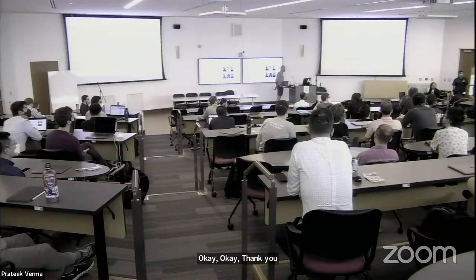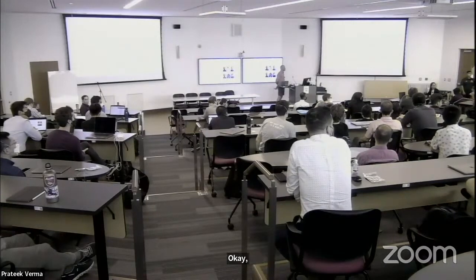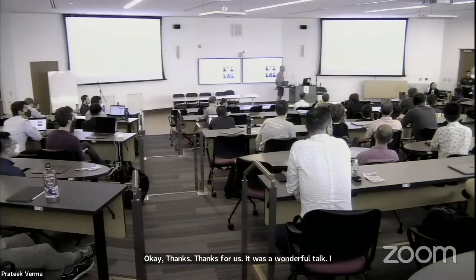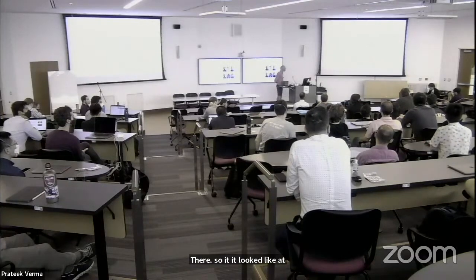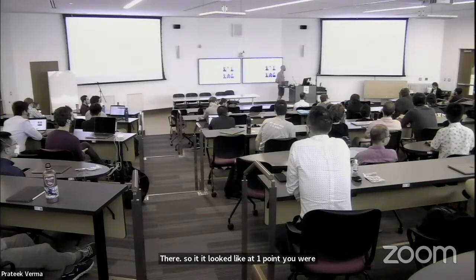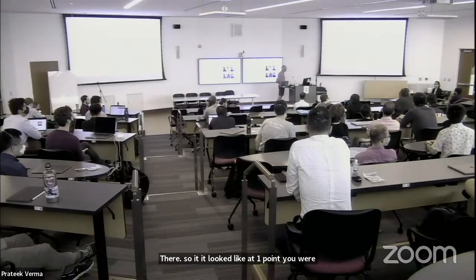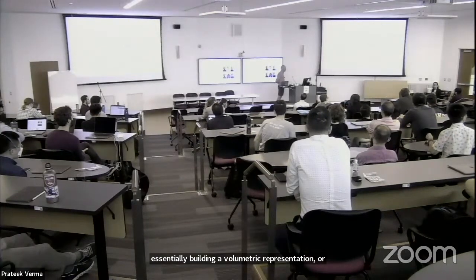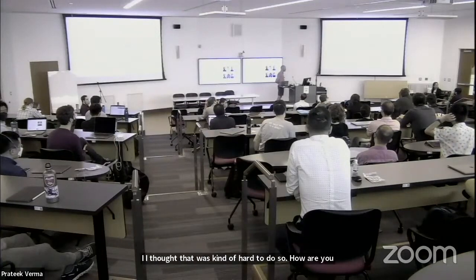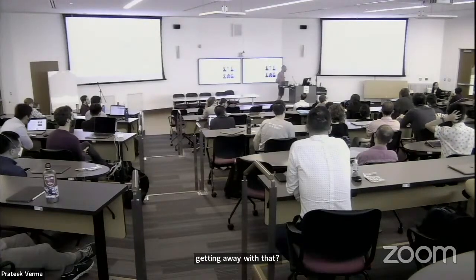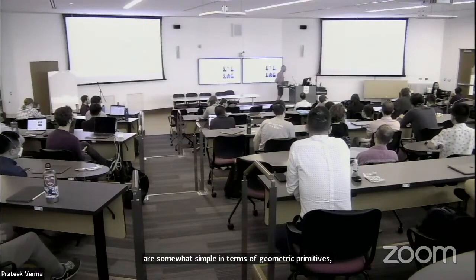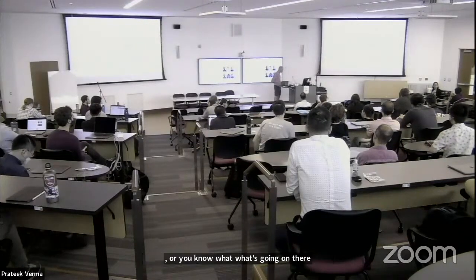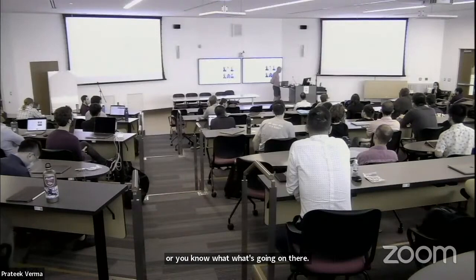Okay, thanks, Russ. It was a wonderful talk. I appreciate it, especially the interleaving of coding in the middle there. That was good. It looked like at one point you were essentially building a volumetric representation or under-approximation of the free part of the configuration space. I thought that was kind of hard to do. So how are you getting away with that? Is it because the particular models that you're using are somewhat simple in terms of geometric primitives, or what's going on there? I just kind of remember that as being difficult, but I've been away for a while. Maybe it got easy in the last decade or so.